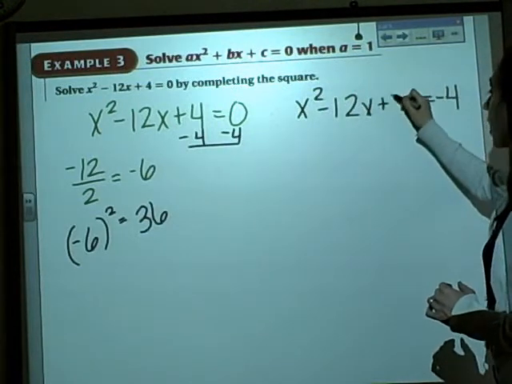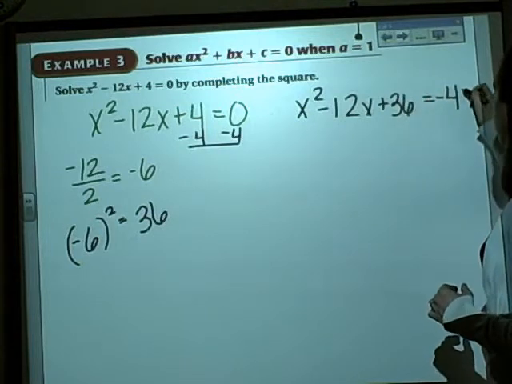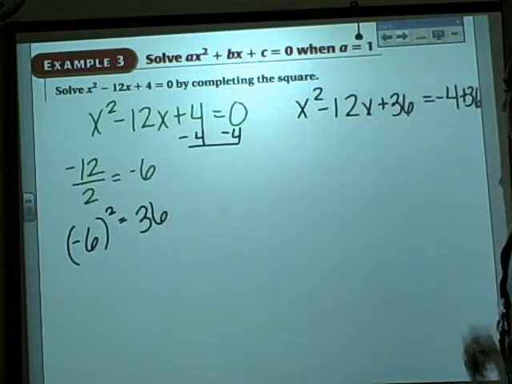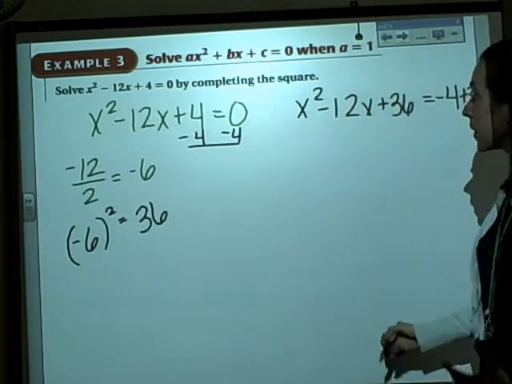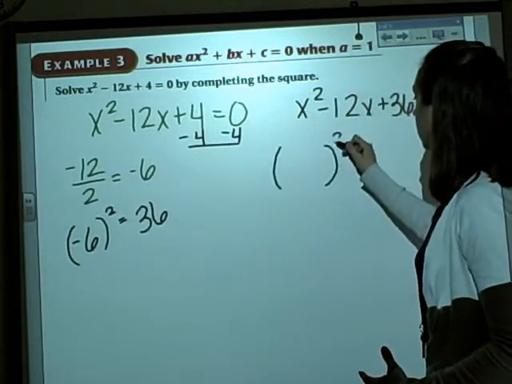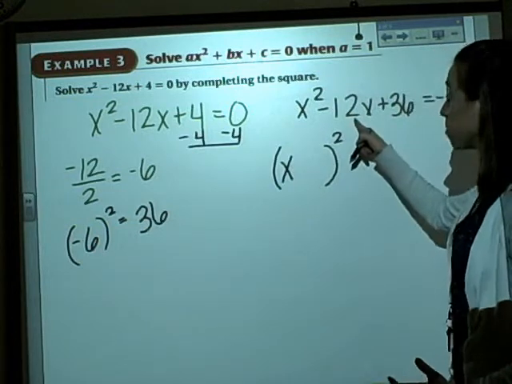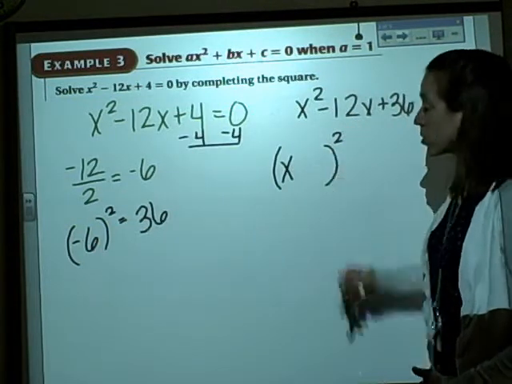So we're going to add 36 to both sides. Now I have a perfect square, and it fits into that nice little pattern where half of my b value is what goes in those parentheses.